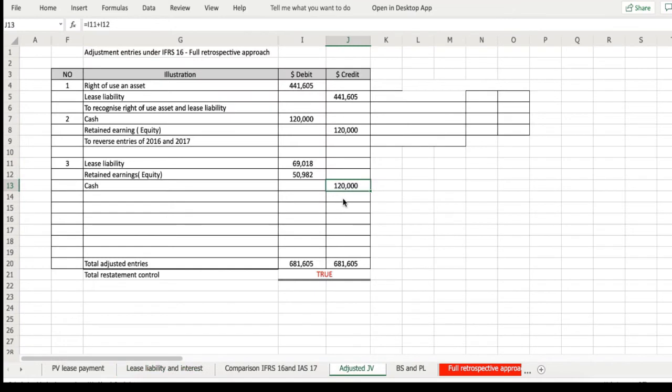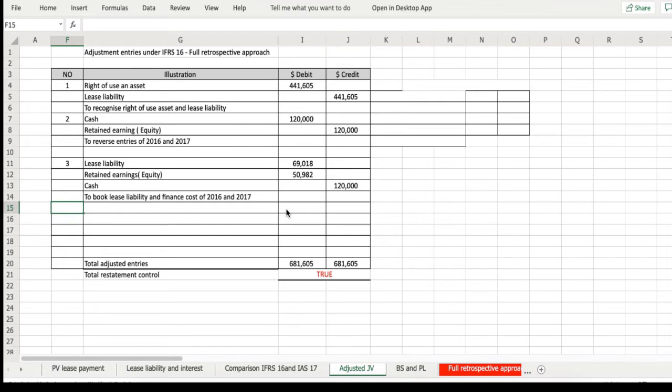So we need to make, I can write a short narration, to book lease liability and interest charge or finance cost, finance cost for 2016 and 2017.